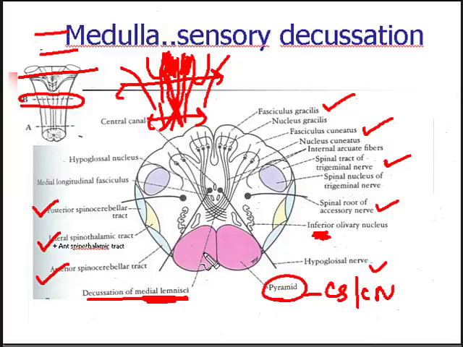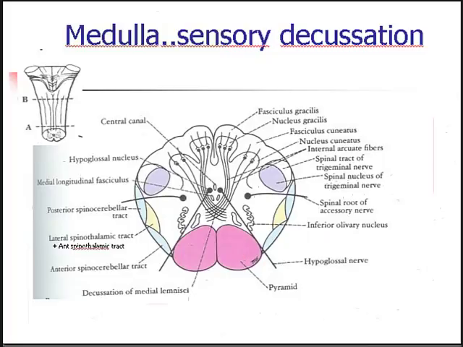You can ignore all of these, the medial longitudinal fasciculus, and somewhere else you might see something I have not mentioned, so you can ignore those. But the others which I'm mentioning, for example, the internal arcuate fibers, you can ignore that. These are nothing but where the crossing occurs, that's called the internal arcuate fibers. So this is the sensory decussation at the second level in the medulla.